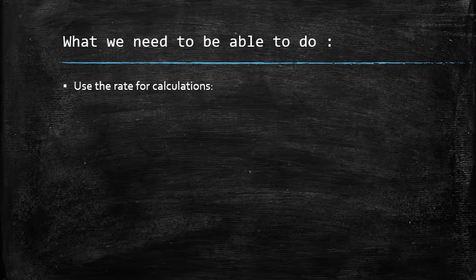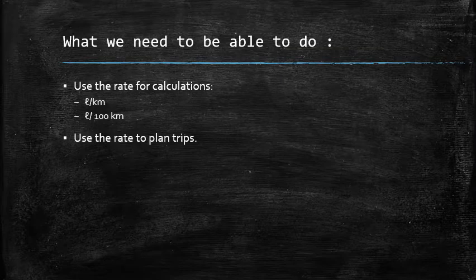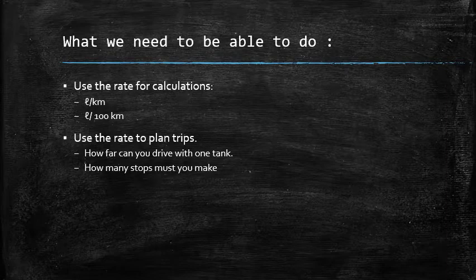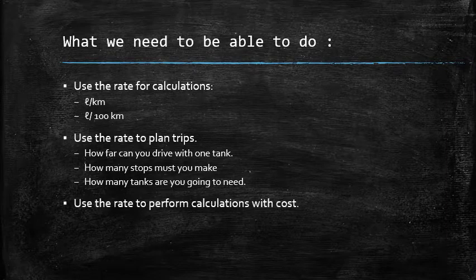The first one is to use the rate for calculations. So the petrol consumption rates can be given as liters per kilometer, liter per 100 kilometers, or then we can use the rate to plan a trip. So for instance, how far can we drive with one tank of petrol? How many stops must we make on a trip? And how many tanks of fuel are we going to need?